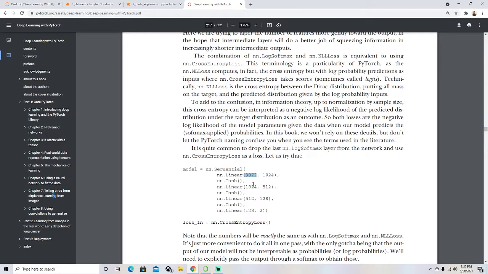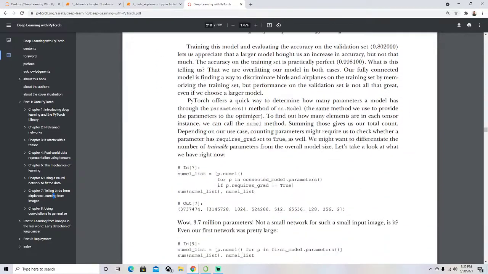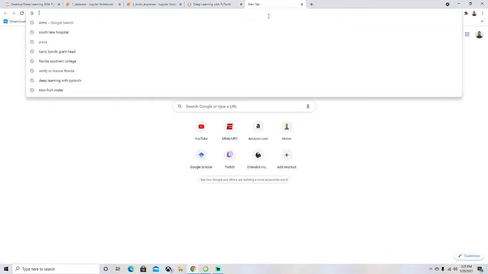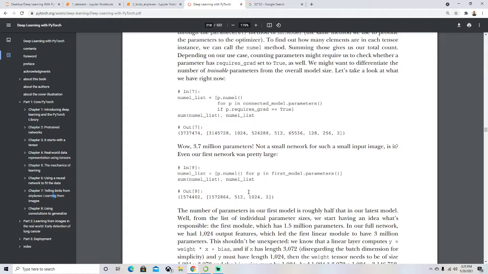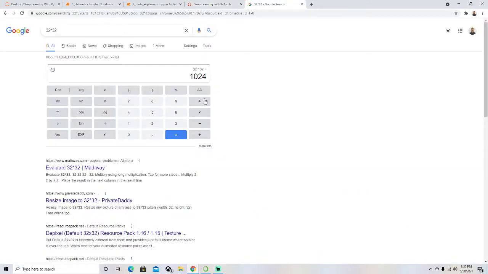This 3,000 noded layer has an input of 3,072 and an output of 1,024. Each pixel is connected to each node. So, 32 by 32, I think we could do the math on this. Let's try it. 32 by 32 equals, and then we're going to multiply that. That's where we're getting the 1,024 by 3,072.